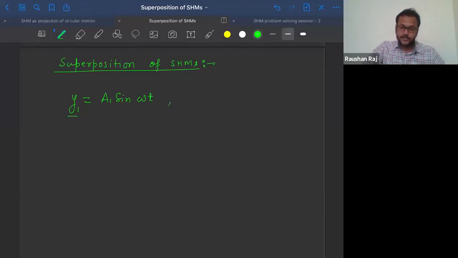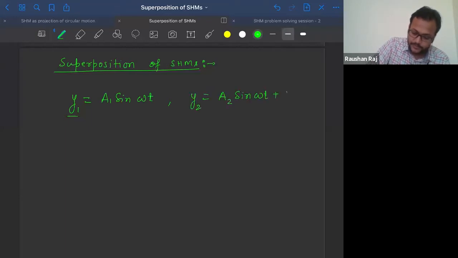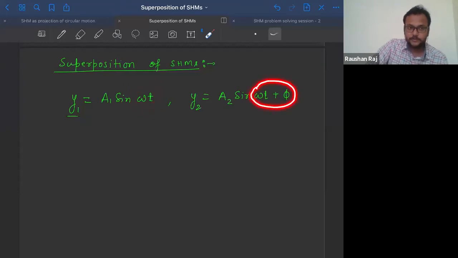Let us say now there is one more oscillator. That oscillator is again going to give a different kind of simple harmonic motion to the same particle. Let us say that equation is given to you as y2 is equal to a2 sine omega t plus phi. I believe everybody knows the meaning of this. Here the phase of this is omega t. Here the phase of this equation is omega t plus phi. a1 is the amplitude of the first SHM, a2 is the amplitude of the second SHM.